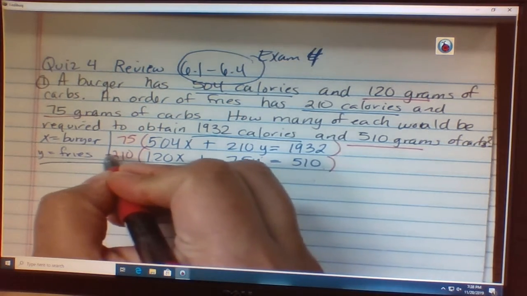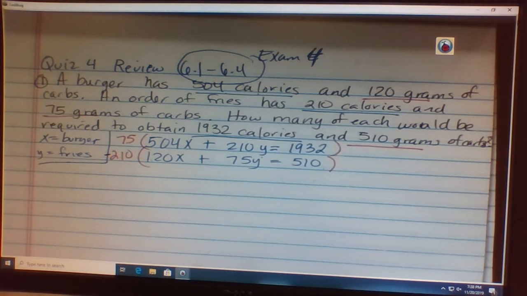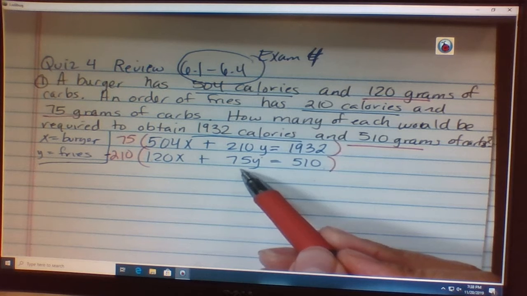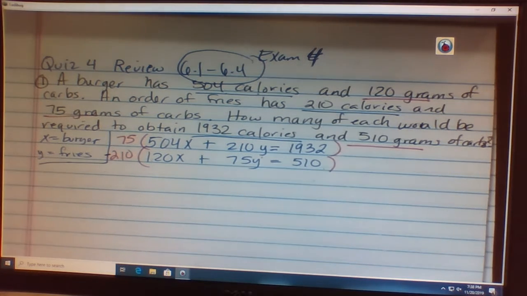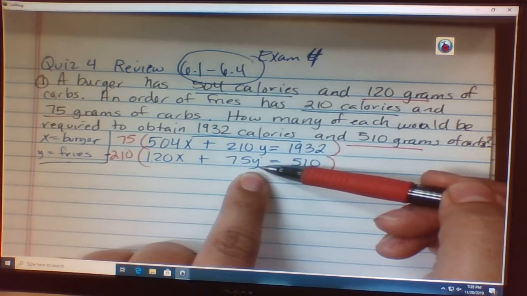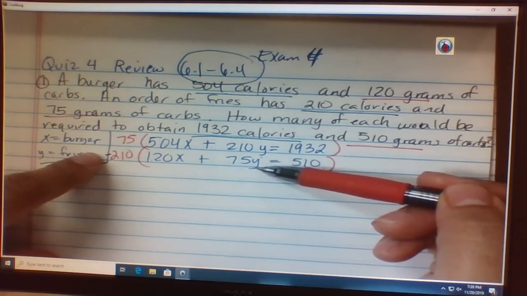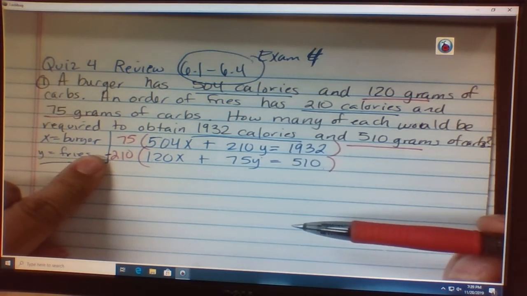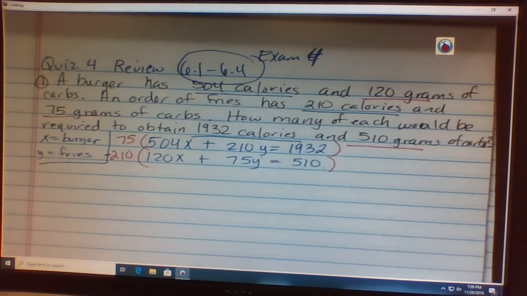The 210? Okay, that's fine. Because of this 75. So how can I make an 8 and a 4 the same number? Multiply them times each other. How do I make 210 and 75 the same number? Multiply them times each other. One of them is by a negative, so we will be able to eliminate.